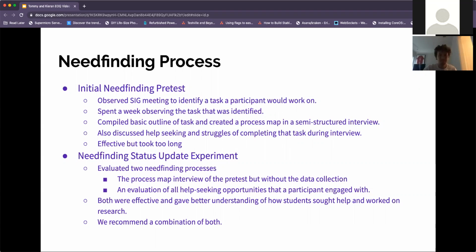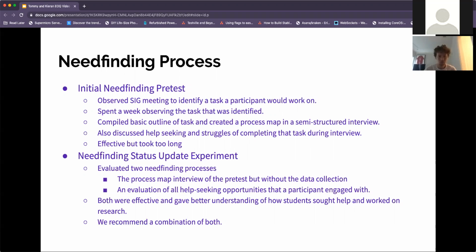And we compiled a basic outline of the task and created a process map through a semi-structured interview where we asked them specifically how they were working on different components of that task, including the tooling that they used. And then we also discussed with them the help seeking and struggles of actually completing that task during our interview. We found this method to be effective in providing useful and informative findings, but it took way too long.